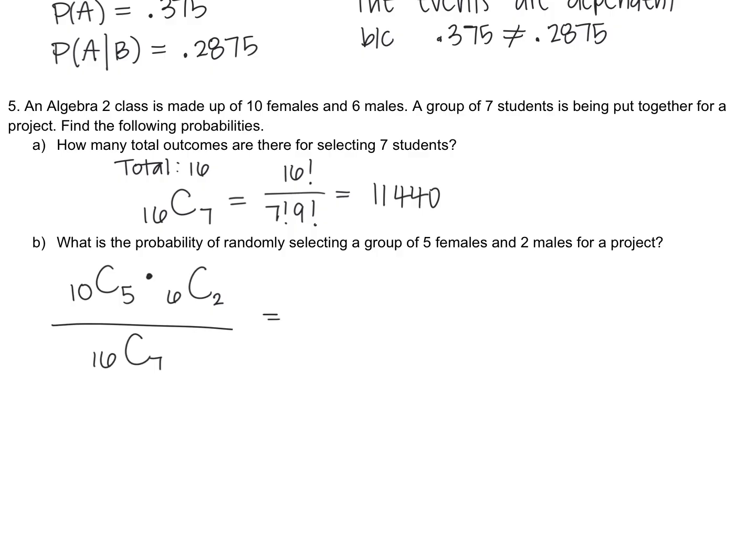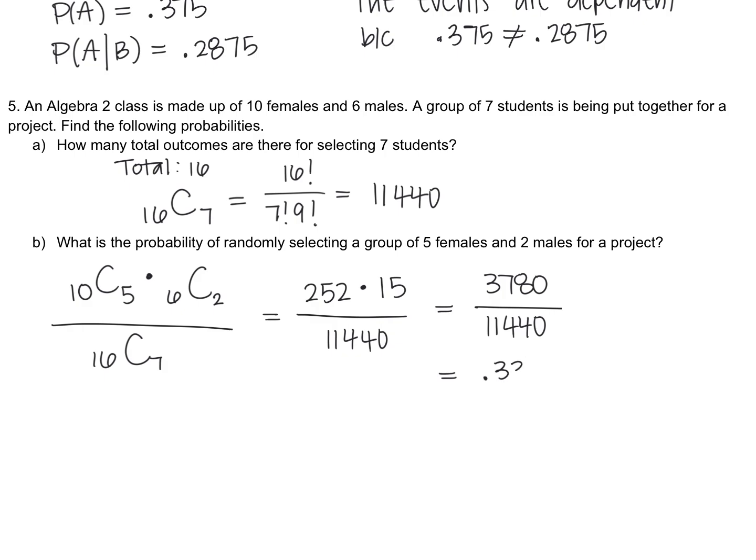So when I do 10 choose 5, you get 252 times the 6 choose 2, which is 15, over the 11,440, which you can leave as 3,780 over 11,440, or you can write it as a decimal, 0.3304. Both are very acceptable. I don't care which you do.